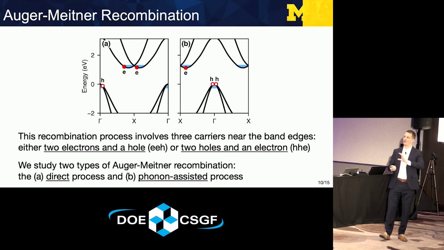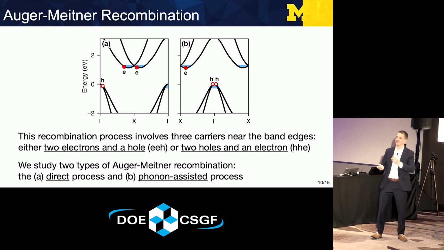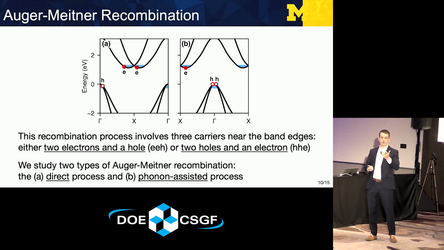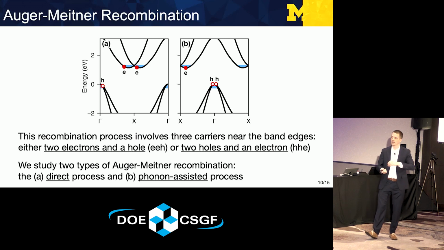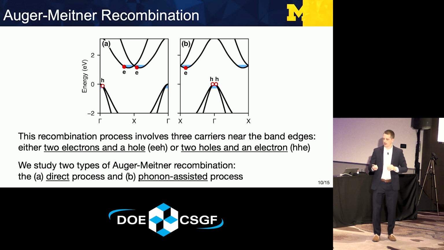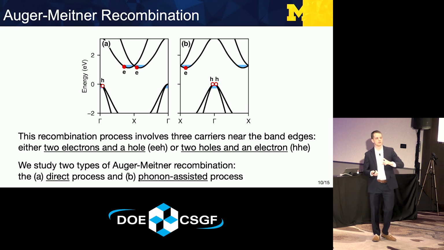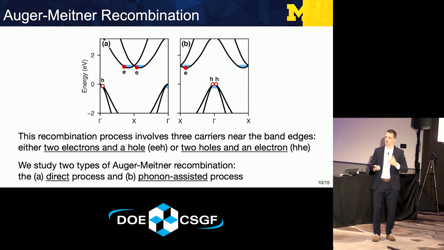So a little bit more about what the Auger-Meitner recombination process actually is. Again, here's a band structure. This is silicon, shown in a slightly different way. In Auger-Meitner recombination, you can have either two electrons and one hole, an EEH process, or two holes and an electron. You start with these low energy carriers, and in both cases, an electron and hole recombine across your band gap. So they have a particular energy given by the band gap of your material, and they transfer that energy through Coulomb interaction to the third carrier, exciting it to a higher energy state.